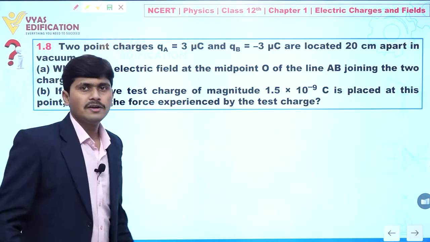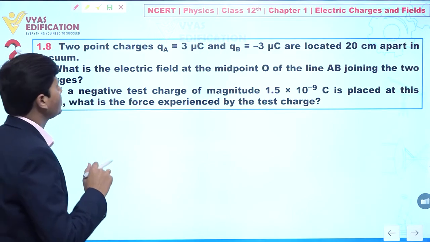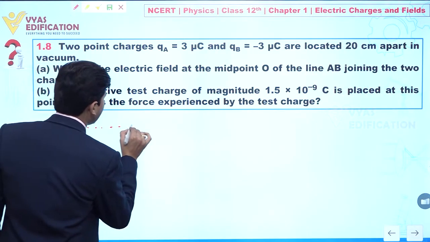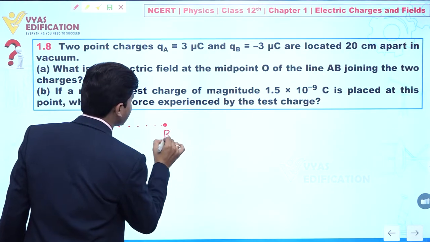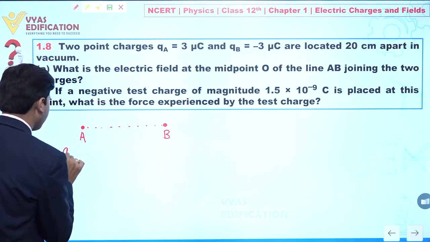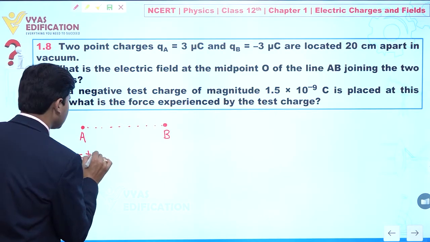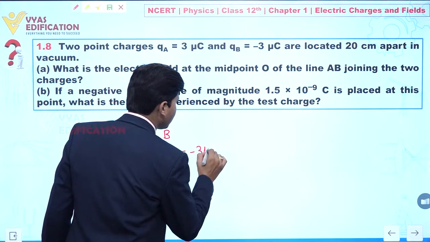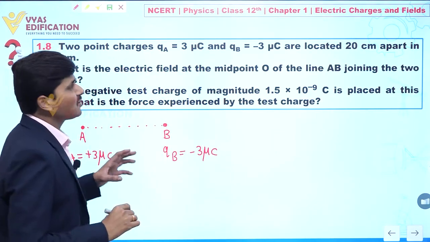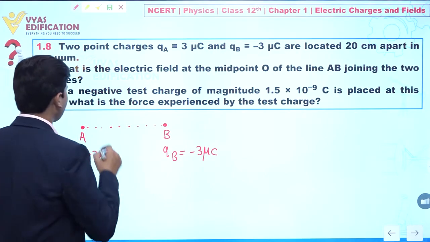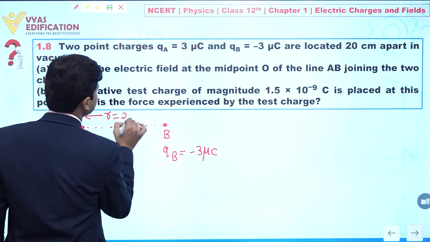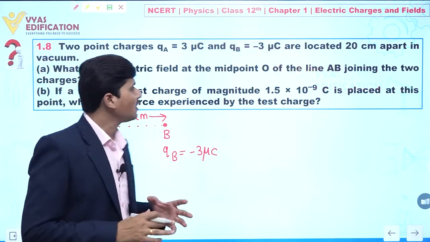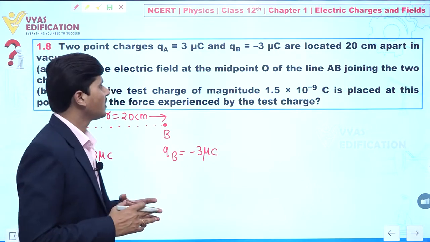Listen carefully. In this question we have 2 point charges. Let's suppose this is A, a point charge, and here we have point charge B. The value of QA is given as plus 3 microcoulomb, and the value of QB is given as minus 3 microcoulomb. They are located 20 centimeter apart in vacuum, so the value of r is 20 centimeter.